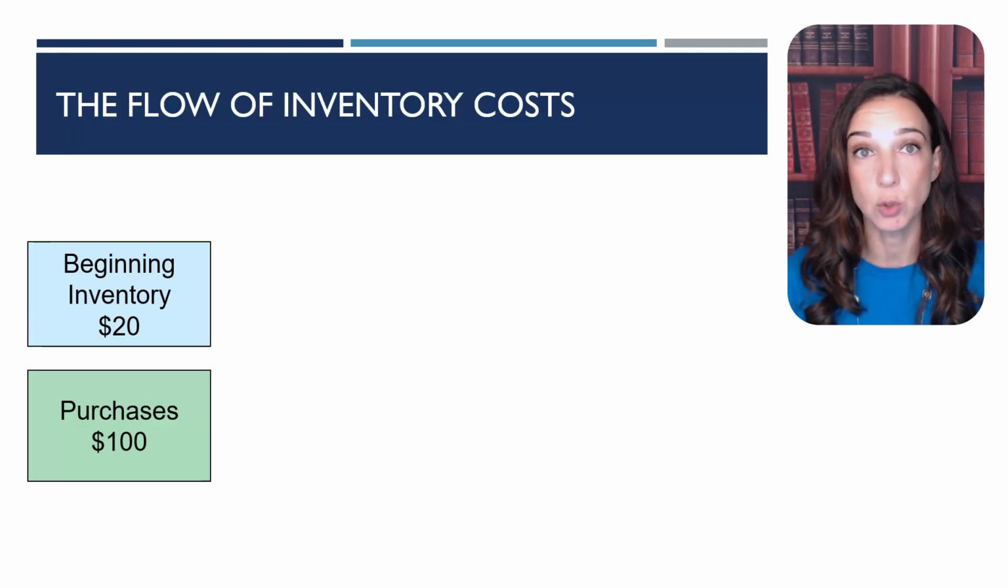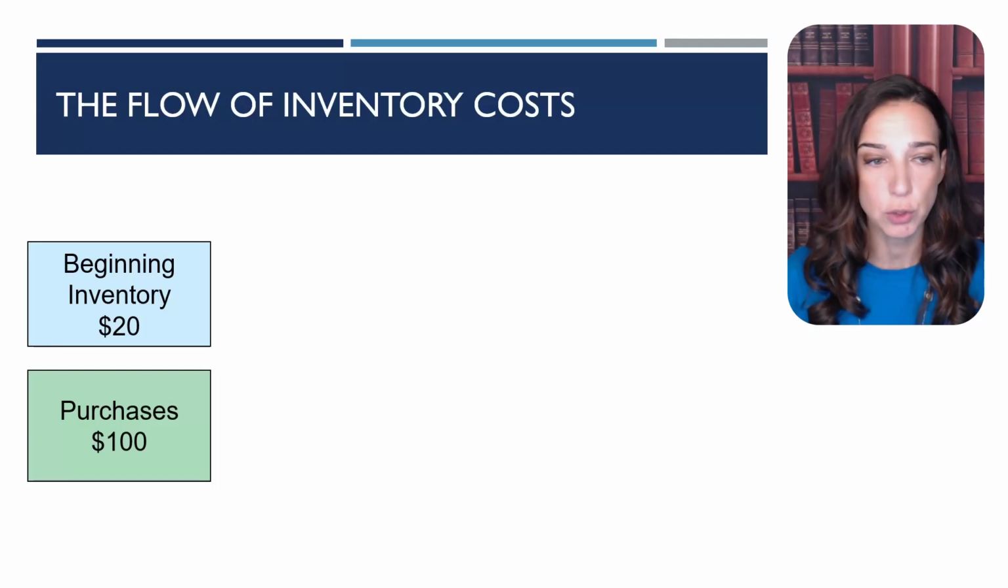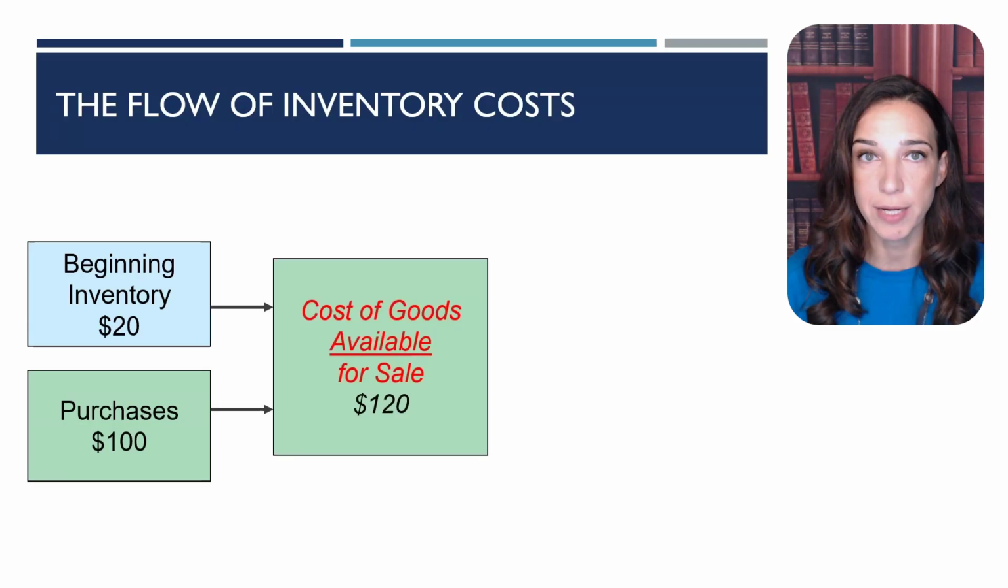So inventory has some beginning balance. Let's say it's 20, just a theoretical number. And then what happens during the period? During the period, the firm will invariably do some purchases. They will go out and they will replenish their inventory stores. So they will have purchases of $100.